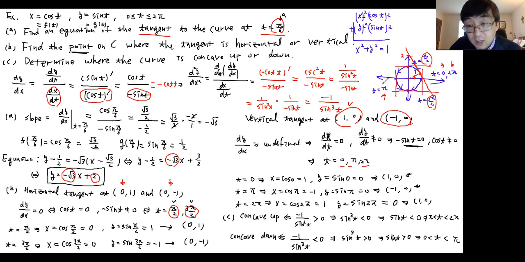The last one, concavity. Here, the t value is between pi and 2 pi. This is the graph: the lower semicircle. Yes, this is concave up. What's concave down? t is between 0 and pi. Exactly, the upper semicircle. The upper semicircle is concave down. So this makes sense.